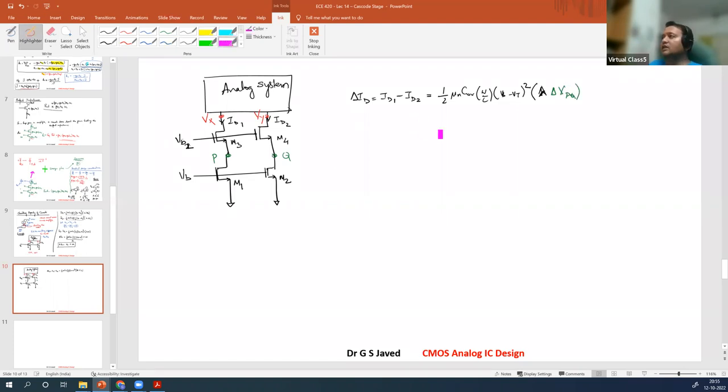Now, the exercise is, what is delta VPQ? Delta VPQ is given as the gain in these resistances of the cascode device. What is the gain of this cascode device? gm times delta V times gm into gmb. What will that be?